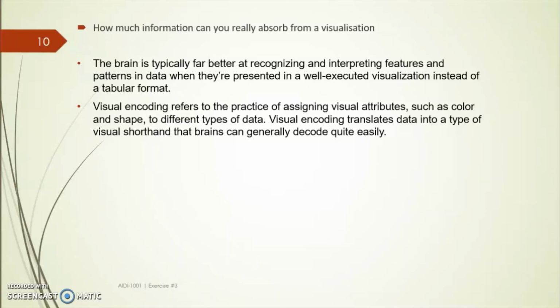Visual encoding refers to the practice of assigning visual attributes such as color and shape to different types of data. Visual encoding translates data into a type of visual shorthand that brains can generally decode quite easily.